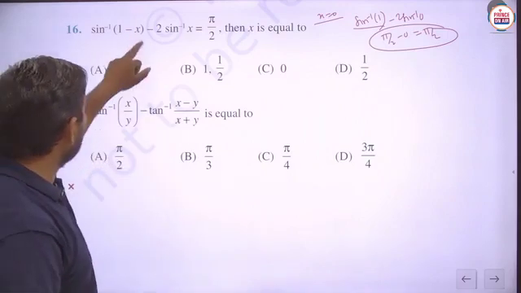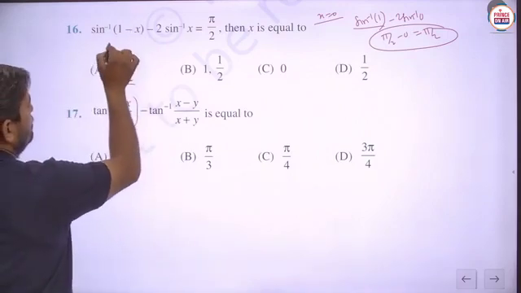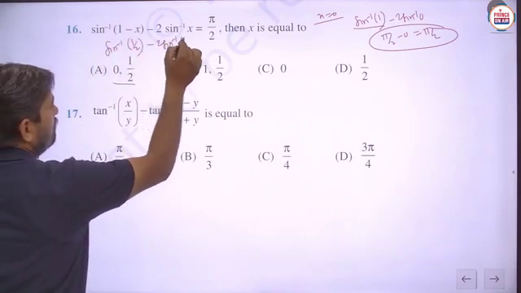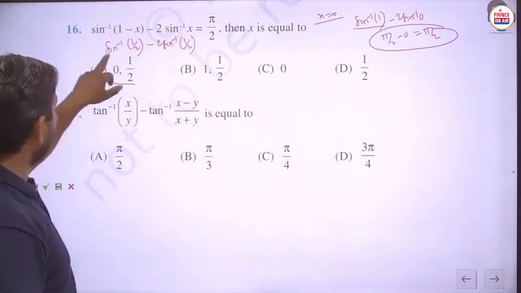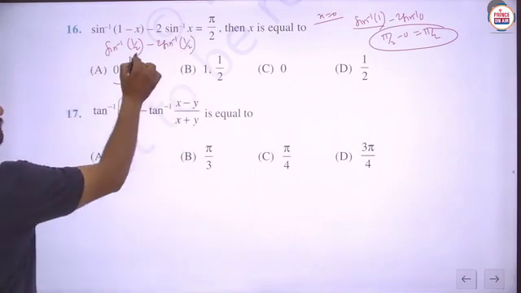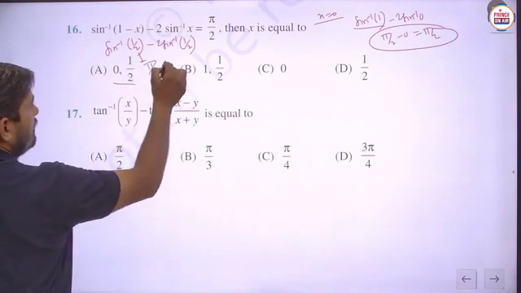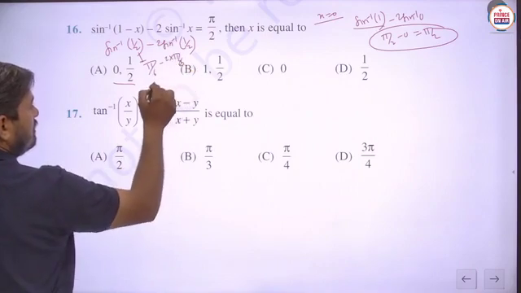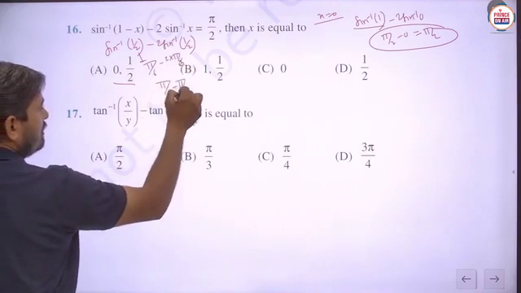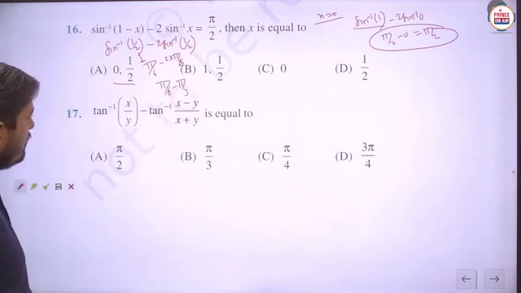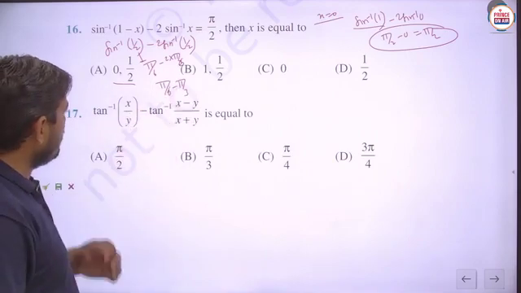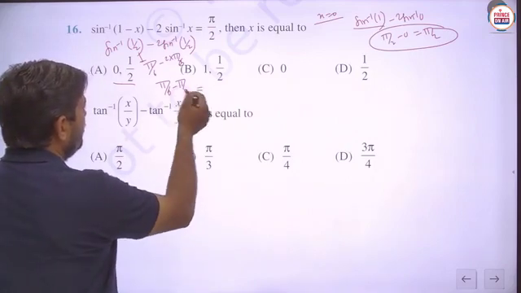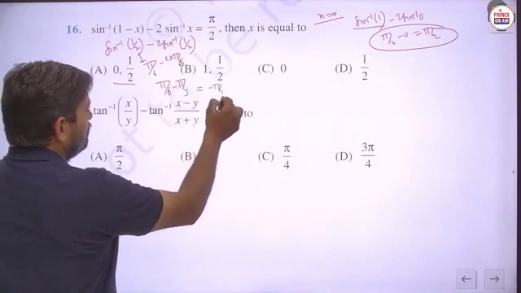So here 1 by 2 is to be put, then 1 minus 1 by 2 should be written as sine inverse 1 by 2. Here this is 2 sine inverse 1 by 2. Now definitely it's 1 by 2. So 1 by 2 means this particular angle is pi by 6, minus 2 into pi by 6, so this is pi by 3 here. So pi by 6 minus pi by 3, the LCM is 6, so this is minus pi by 3. So this is not pi by 2.